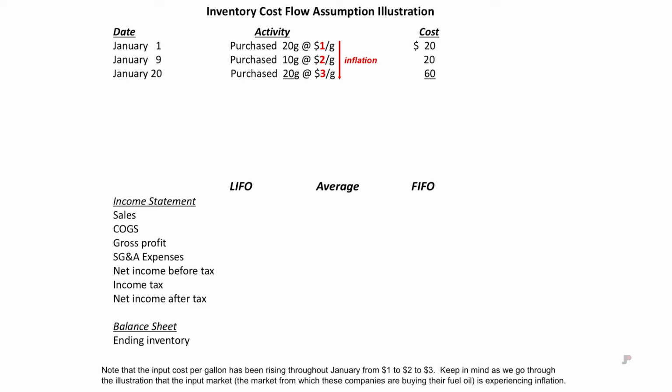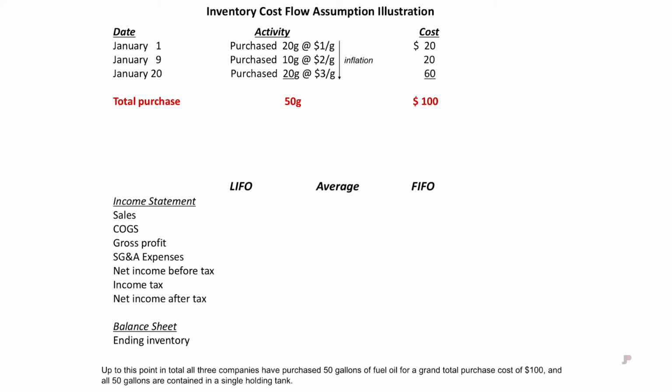Note that the input cost per gallon has been rising throughout January from $1 to $2 to $3. Keep in mind as we go through the illustration that the input market, the market from which these companies are buying their fuel oil, is experiencing inflation. Up to this point, in total, all three companies have purchased 50 gallons of fuel oil for a grand total purchase cost of $100, and all 50 gallons are contained in their own single holding tanks.